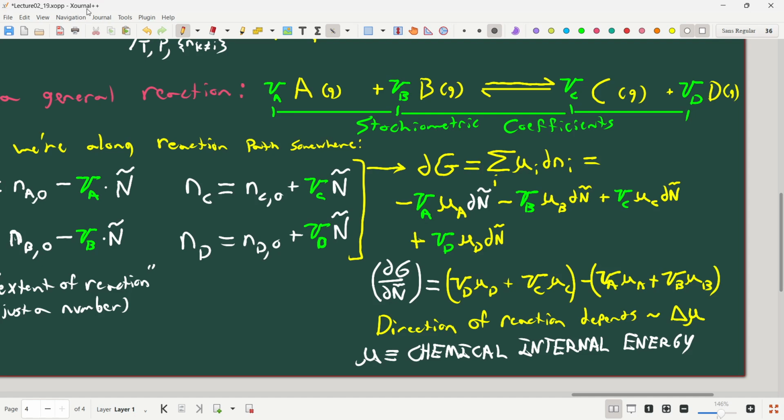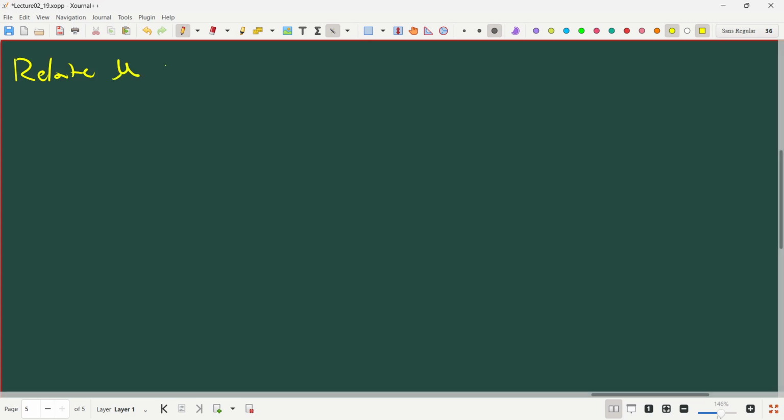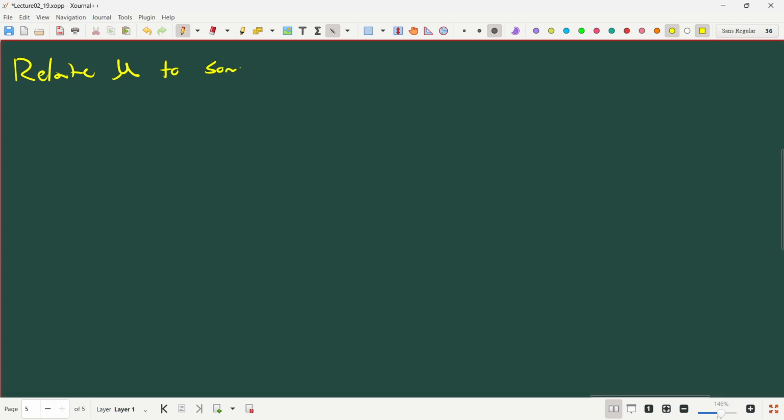All right, I want to do one more definition, and then we'll see how this all comes together. What I want to do now is see how to argue this. I want to relate chemical potential to something I can measure.